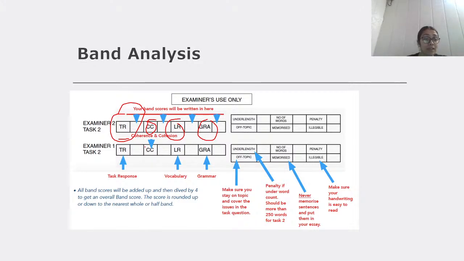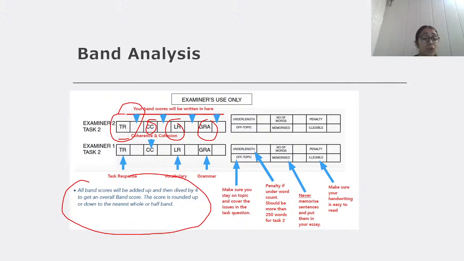Okay. So now what is the purpose? Why am I showing you all these things? So now you can see that there's something written in the blue. It says all the band score. So guys, what you can right now see on the screen, these 4 sections, these 4 components.